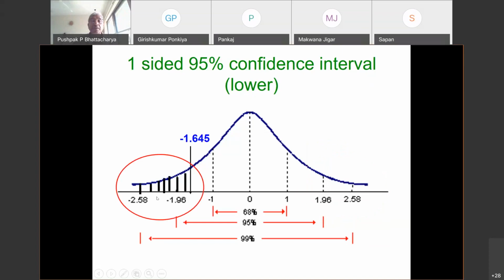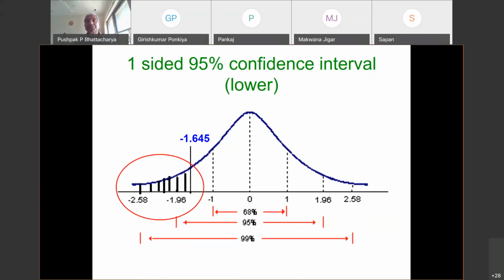Similarly, if I'm not allowed to make use of the positive side, the probability of 0.025 from the positive side, then my boundary has to shift from minus 1.96 towards 0. It becomes minus 1.645. So the area from minus 1.645 to infinity is 95%, and the area from minus infinity to plus 1.645 is 95%. So these are called one-sided confidence intervals.